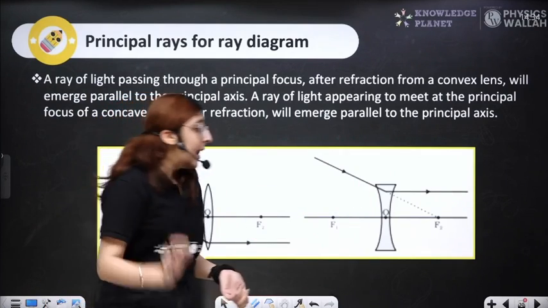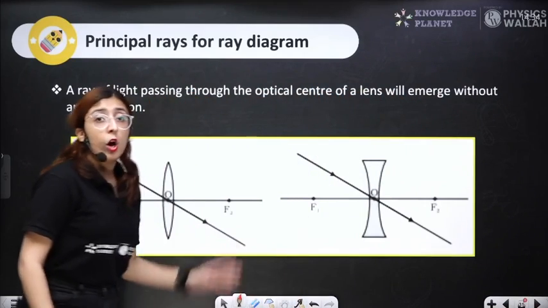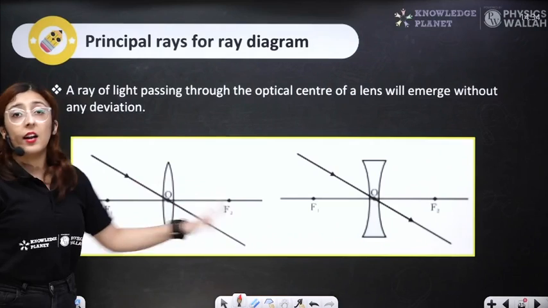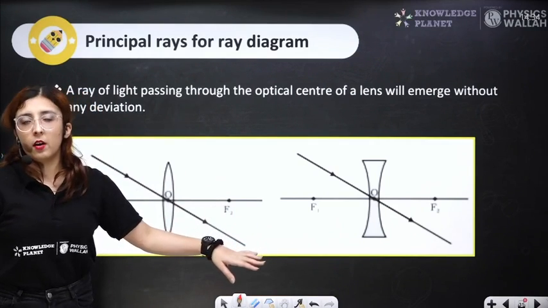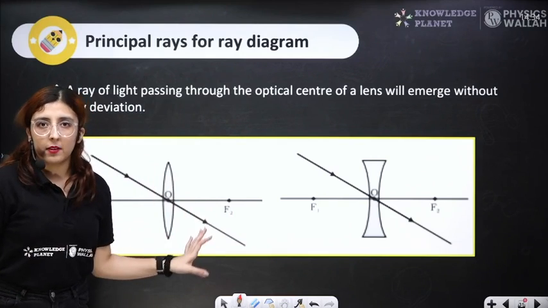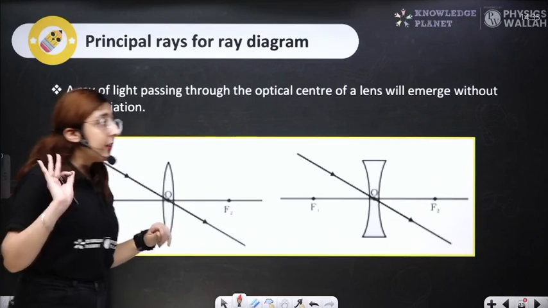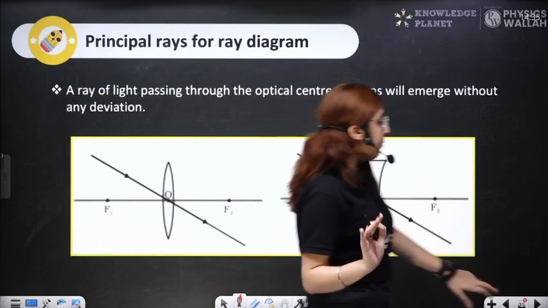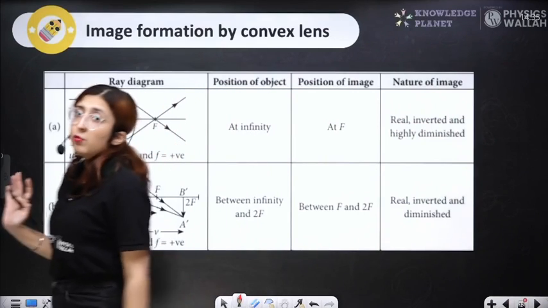Okay, last one is if your ray is passing through the optical center in both the lenses, yes, no refraction will take place. It will go undeviated. Okay, no refraction will take place. Have a look. Okay, these are the 3 special rays. Without them, you cannot form an image, and certainly now we are going to talk about the image formation.